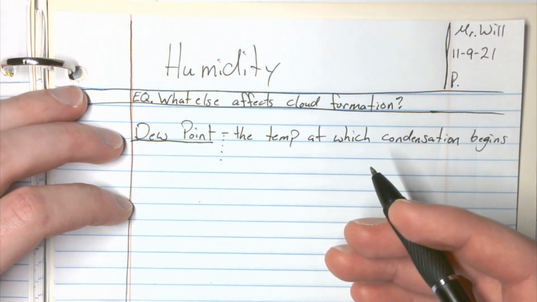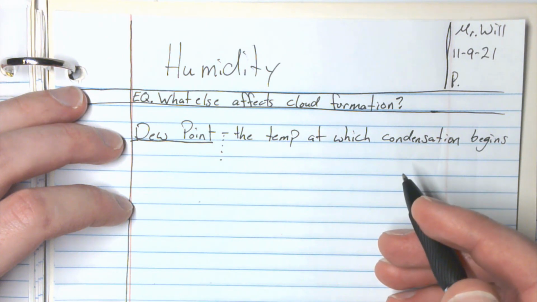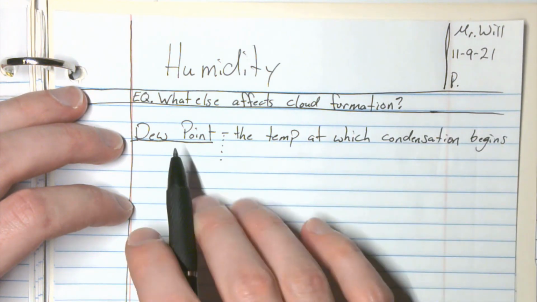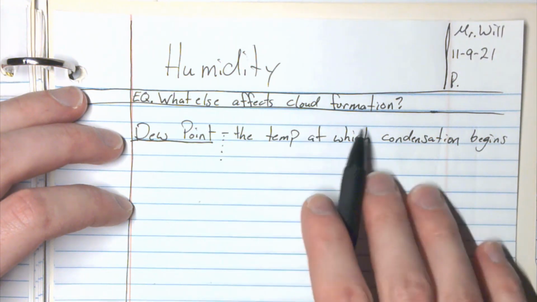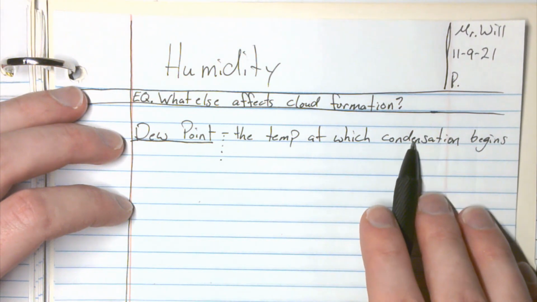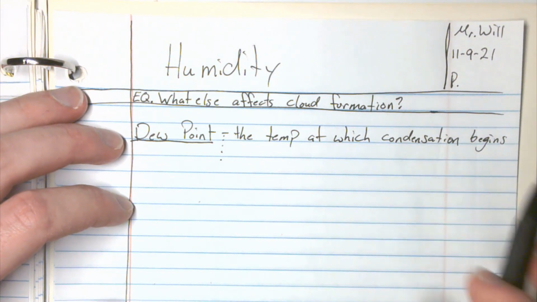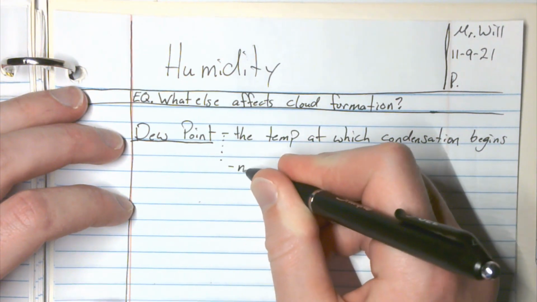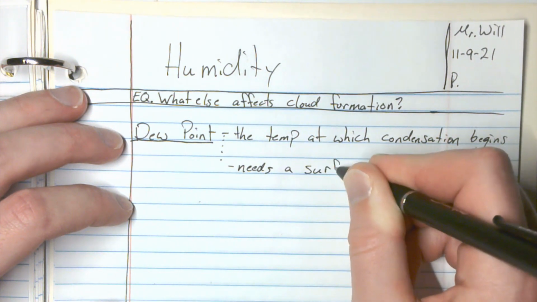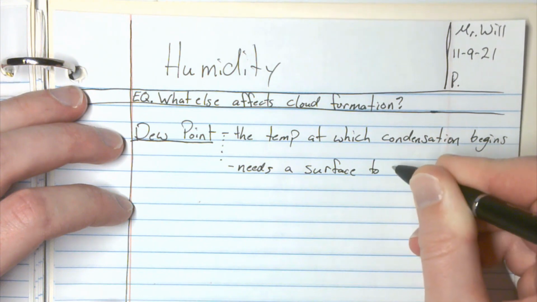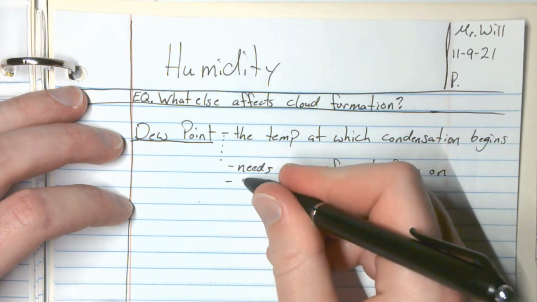So the air can hold only so much water, and if it's hotter, like hot air, that can actually hold a lot more water. But as it starts to cool down, that air can't hold as much water, so it starts to condense out. It does need something to grab onto. It does need a surface. So let's put in there, needs a surface to form on, and depends on temperature.